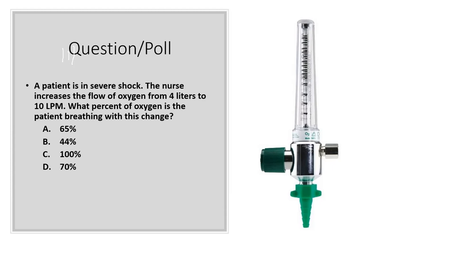All right, so remember, you can only get up to 44% for a nasal cannula, regardless of what you do to the flow. Because of the tubing, it limits the amount of oxygen or FiO2 that the patient eventually will get.